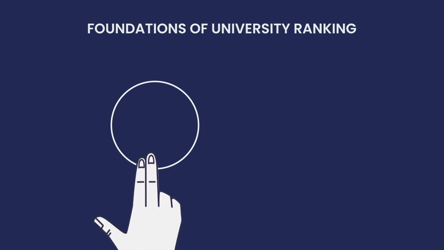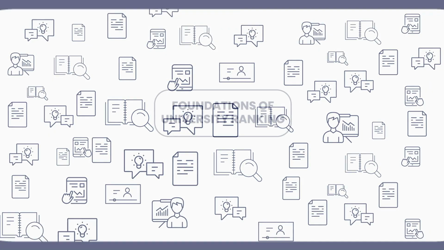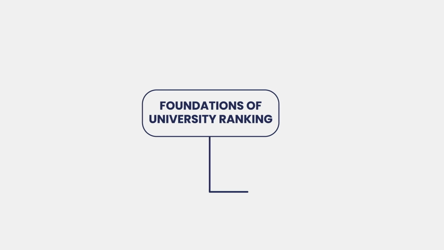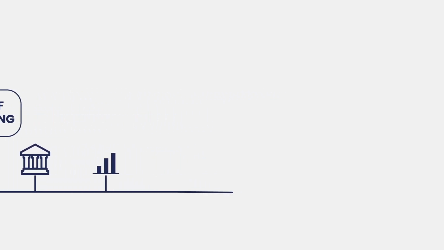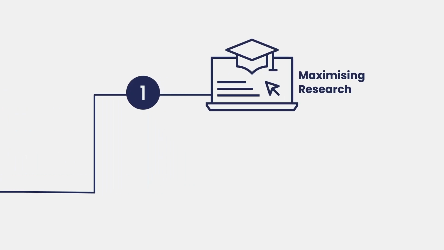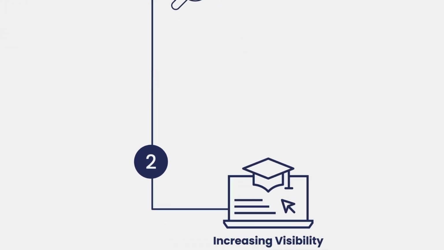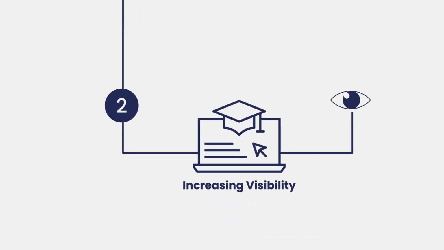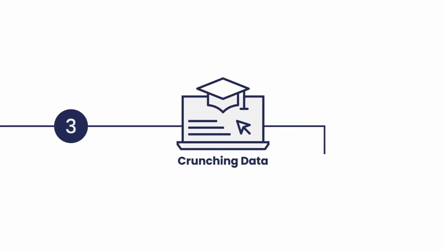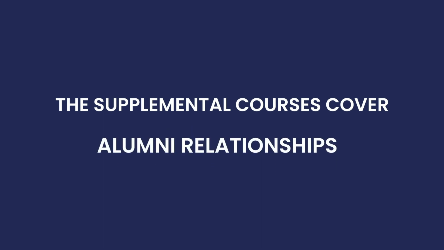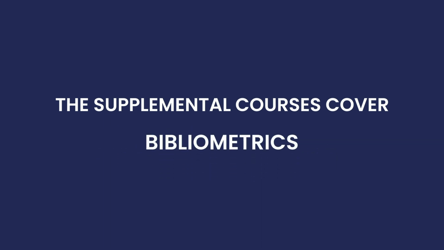The Foundations of University Ranking course activates the ideas which will be explored throughout the other courses in the knowledge track. The core courses cover the following key areas and timeframes: a long-term research strategy in maximizing research, a short-term visibility strategy in increasing visibility, and crunching data, which supports immediate action. The supplemental courses cover branding, alumni relationships, and bibliometrics.